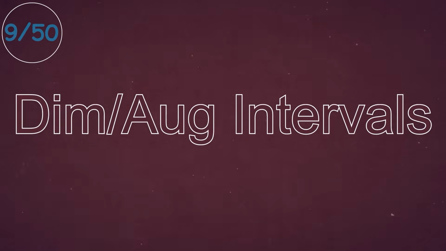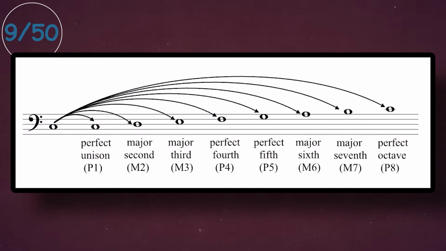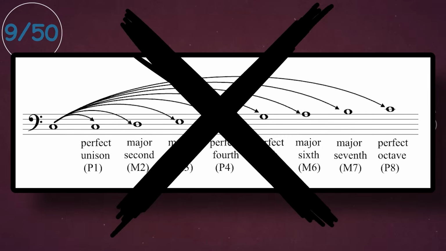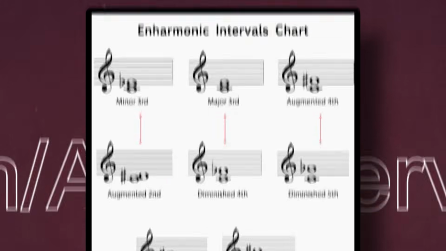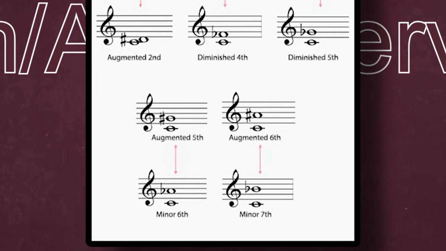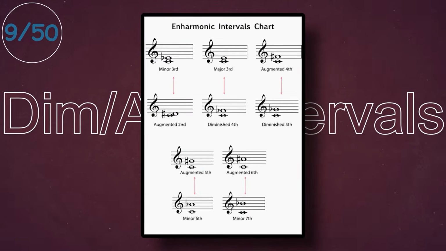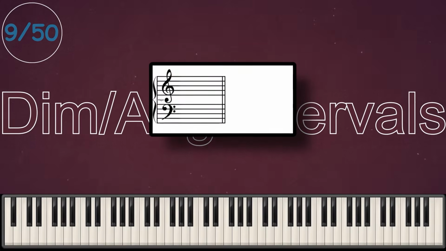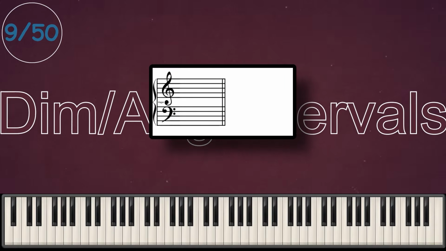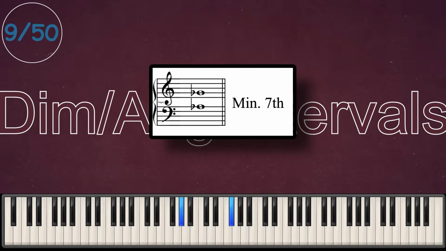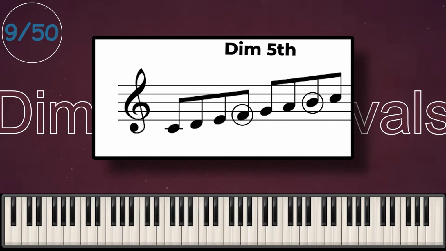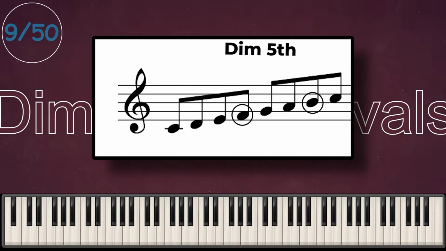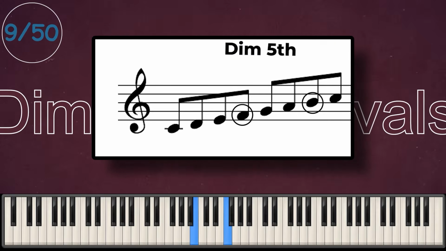Diminished and augmented intervals. Diminished and augmented intervals fall into the category of non-diatonic intervals, which means that they do not naturally occur within the major scale. They are also all enharmonic intervals, meaning that you can get the same sound with a diatonic interval, it's just written differently. For example, an augmented sixth sounds exactly the same as a minor seventh, it's just written differently. The one exception is the diminished fifth or the augmented fourth, which can naturally occur within the major scale, meaning it is a diatonic interval.